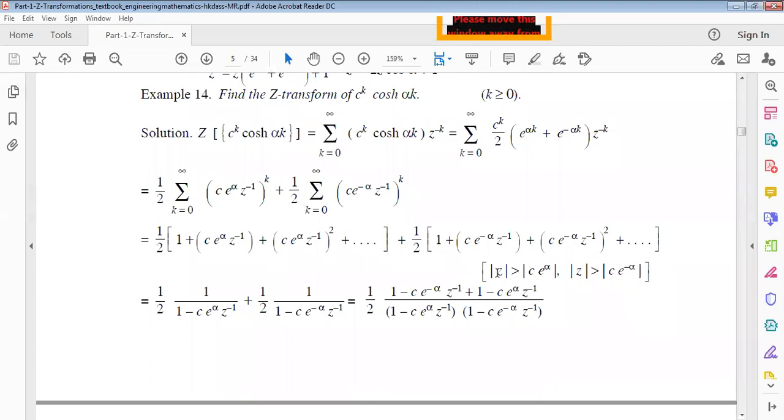You must know this: z must be greater than what? c into e to the power alpha. Why? z to the power absolute value c into e to the power alpha. This can be written as c e to the power alpha divided by z, right? So this z must be greater than c into e to the power alpha. For the second one, this divided by z, so this z is always greater than c into e to the power minus alpha. This is for the second series, and this for the first series. The condition must be satisfied for each series.